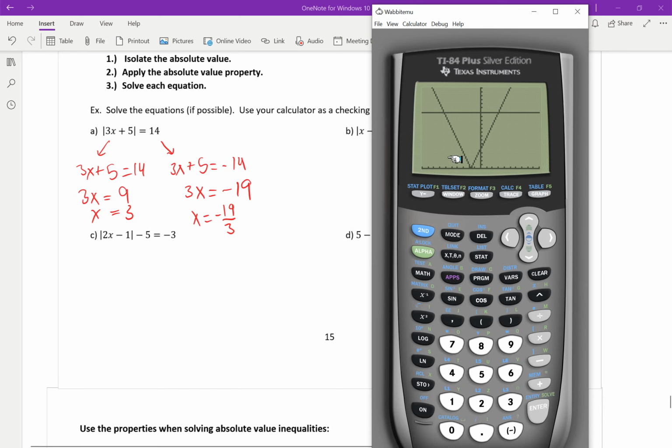And if you remember, your calculator has the capability to find the points of intersection. So I want to find the x-coordinate of this point, and I want to find the x-coordinate of that point. So let's find the left point of intersection. I'm going to do second, calc. I'm going to go to intersect.